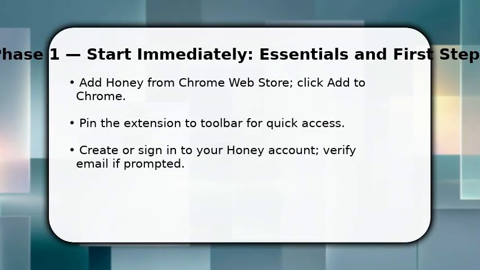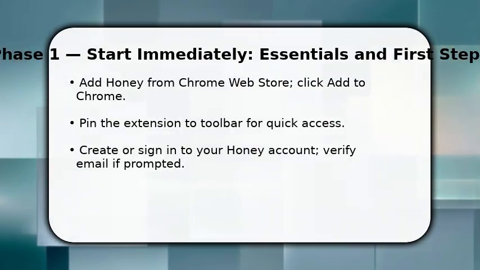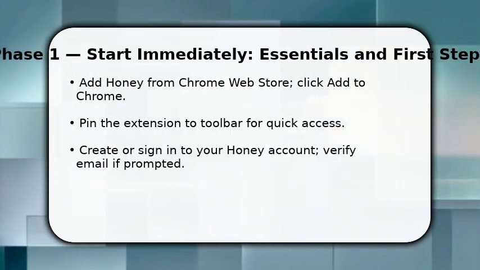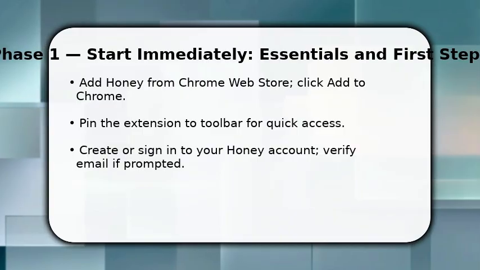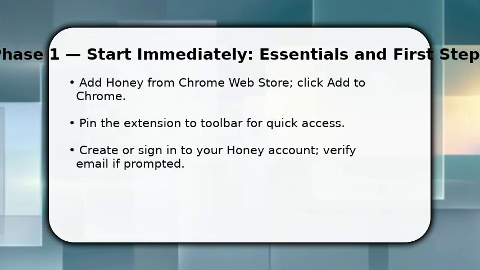You start by installing Honey and signing in so the extension can find deals immediately. Click Add to Chrome, then pin Honey to your toolbar for easy reach. Once done, create or sign into your Honey account so your coupons, rewards, and price history sync across devices.